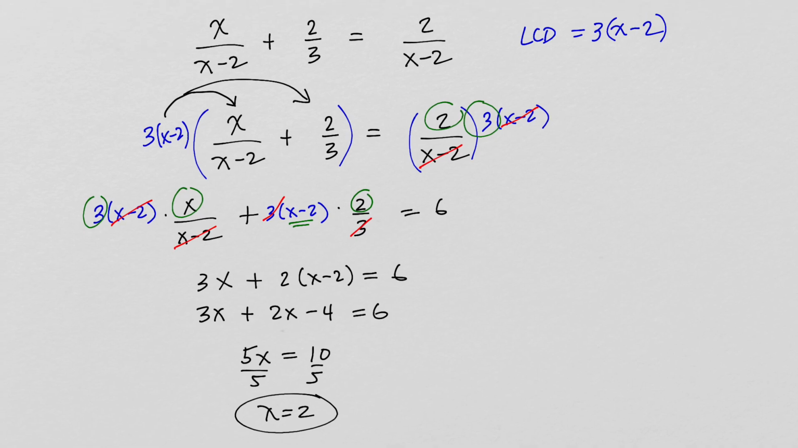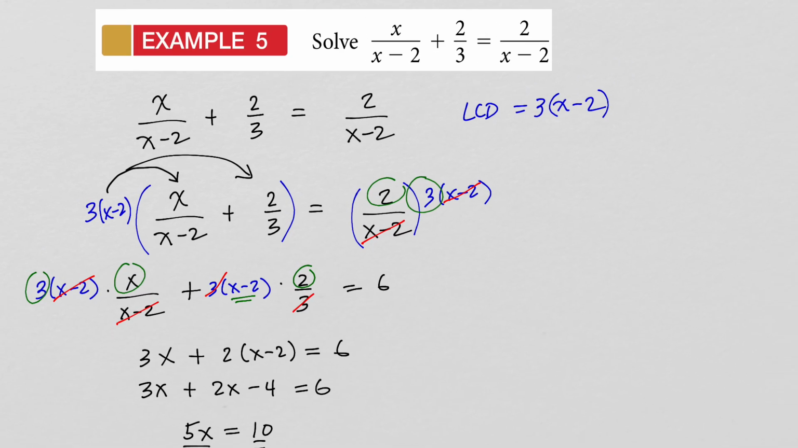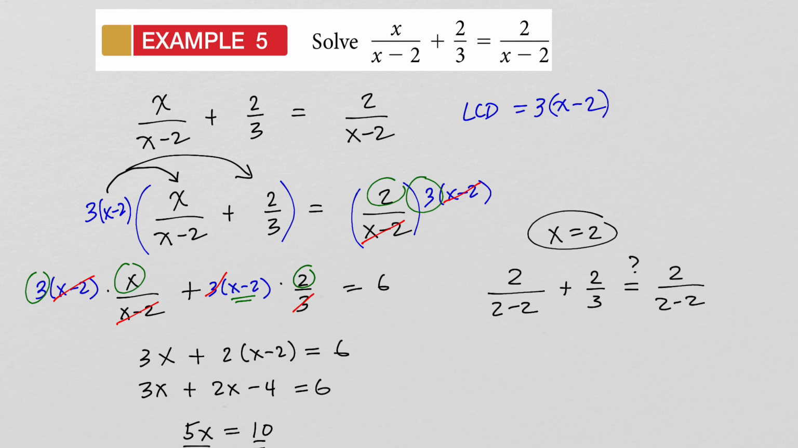But if you go back to the original problem, x can't be 2, right? I mean, just look at the denominator here. If you plug 2 in here, you get 2 minus 2 is 0, right? So let me just show you this one time. If I plug in x equals 2, we're going to get 2 divided by 2 minus 2 plus 2/3 is equal to 2 divided by 2 minus 2. And this is 2 divided by 0 plus 2/3 is equal to 2 divided by 0.